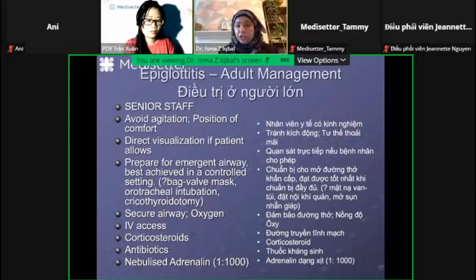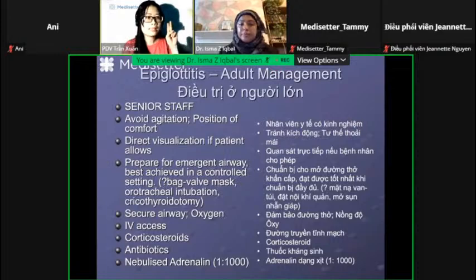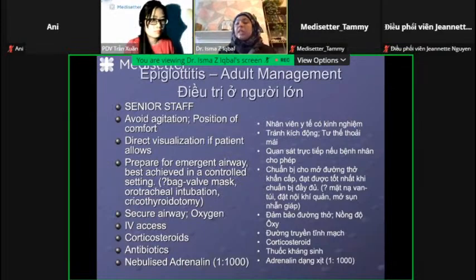So if a patient presents with epiglottitis, you need to get them into an environment where you've got ability to resuscitate them. You should have people who are experienced with dealing with airway emergencies looking after the patient.